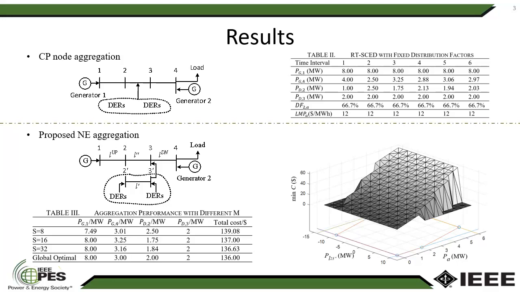Then we simulated the proposed network equivalent aggregation, shown in the right figure. We can see the bidding price is higher if the line is congested, and the aggregation performance is shown in the table. The difference between the proposed method and the optimal solution is smaller than 1% when the linearization has 16 or more segments.